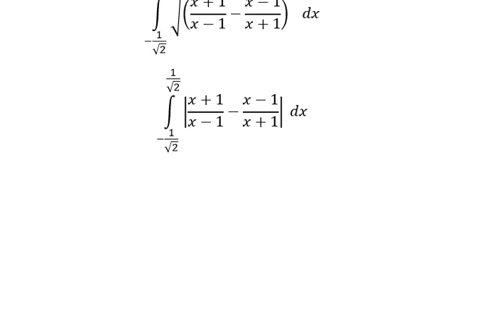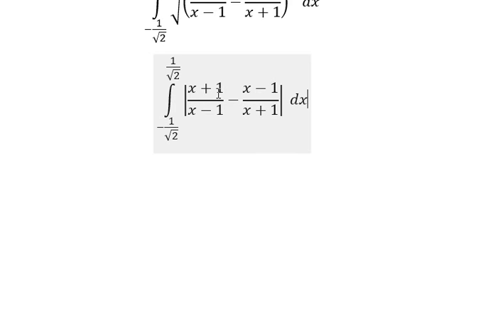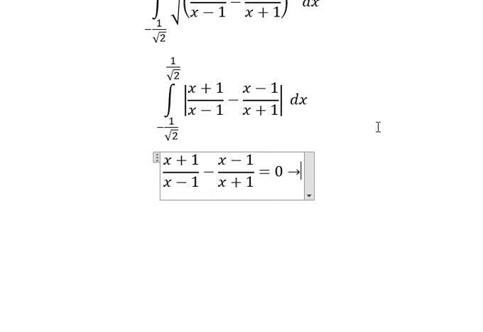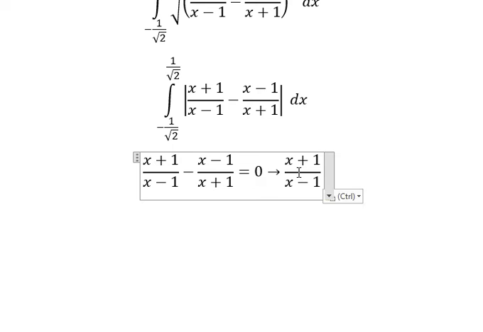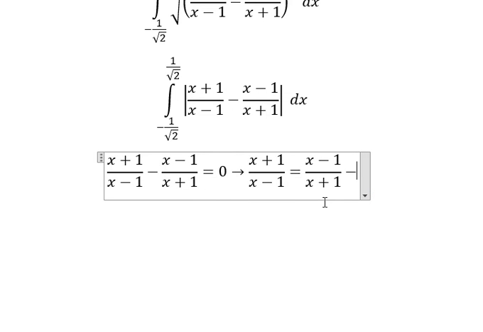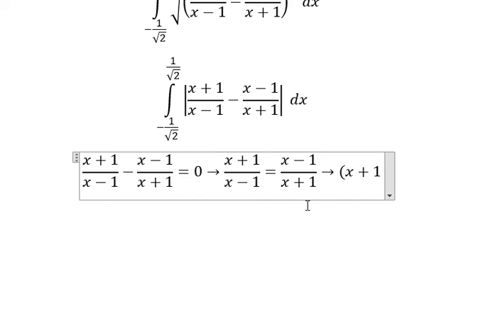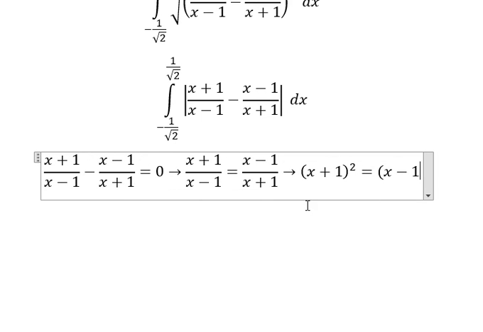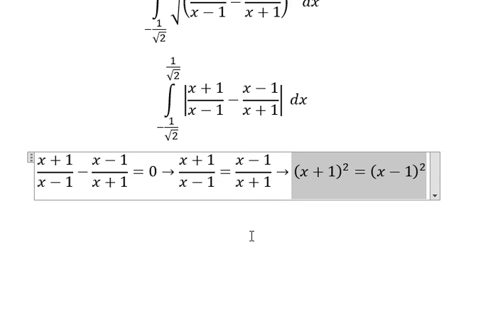Now, I need to find the location of s. That means we need to find the s that makes this one change sign. So I will put this one equal to 0. I will move this one to the right. Next, I will do a common denominator. So we just simplify s minus 1, s plus 1, so I just ignore it here.